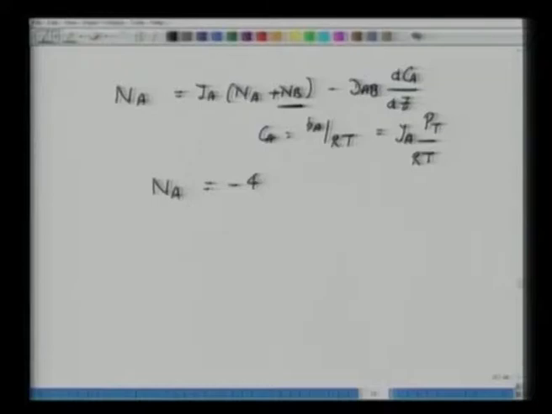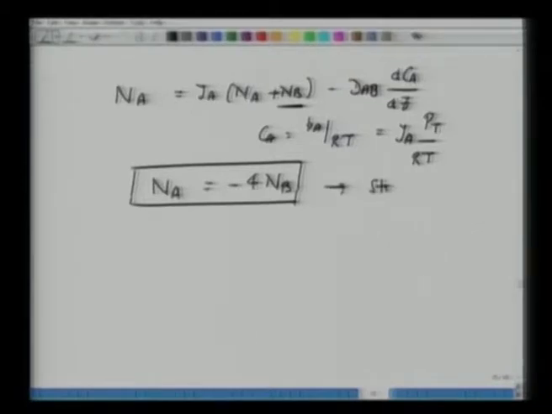Okay, so if you apply the stoichiometries, then you should obtain Na equals minus 4 Nb. So when we write these expressions, there is of course a stoichiometry involved here. But more important here is that if you recall in the previous lectures, everywhere we are assuming that we have a steady state. That means concentrations anywhere between 1 and 2 do not change with time.